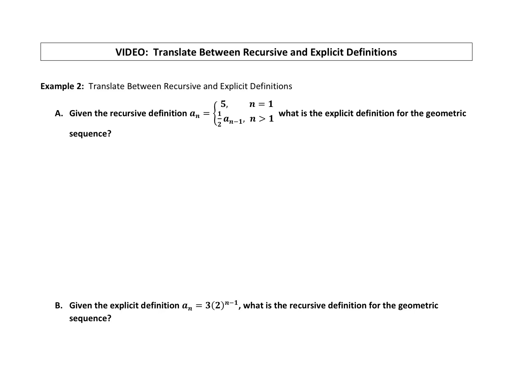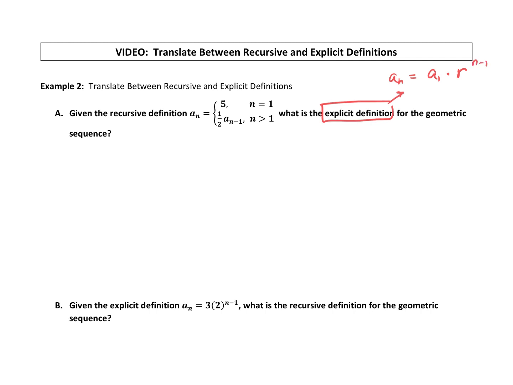All right, so moving on to our next example, we're going to translate between recursive and explicit definitions. Given the recursive definition, here it is, what is the explicit definition for the geometric sequence? Just a reminder that the explicit definition is a sub n equals a sub 1 times r raised to the n minus 1 power.